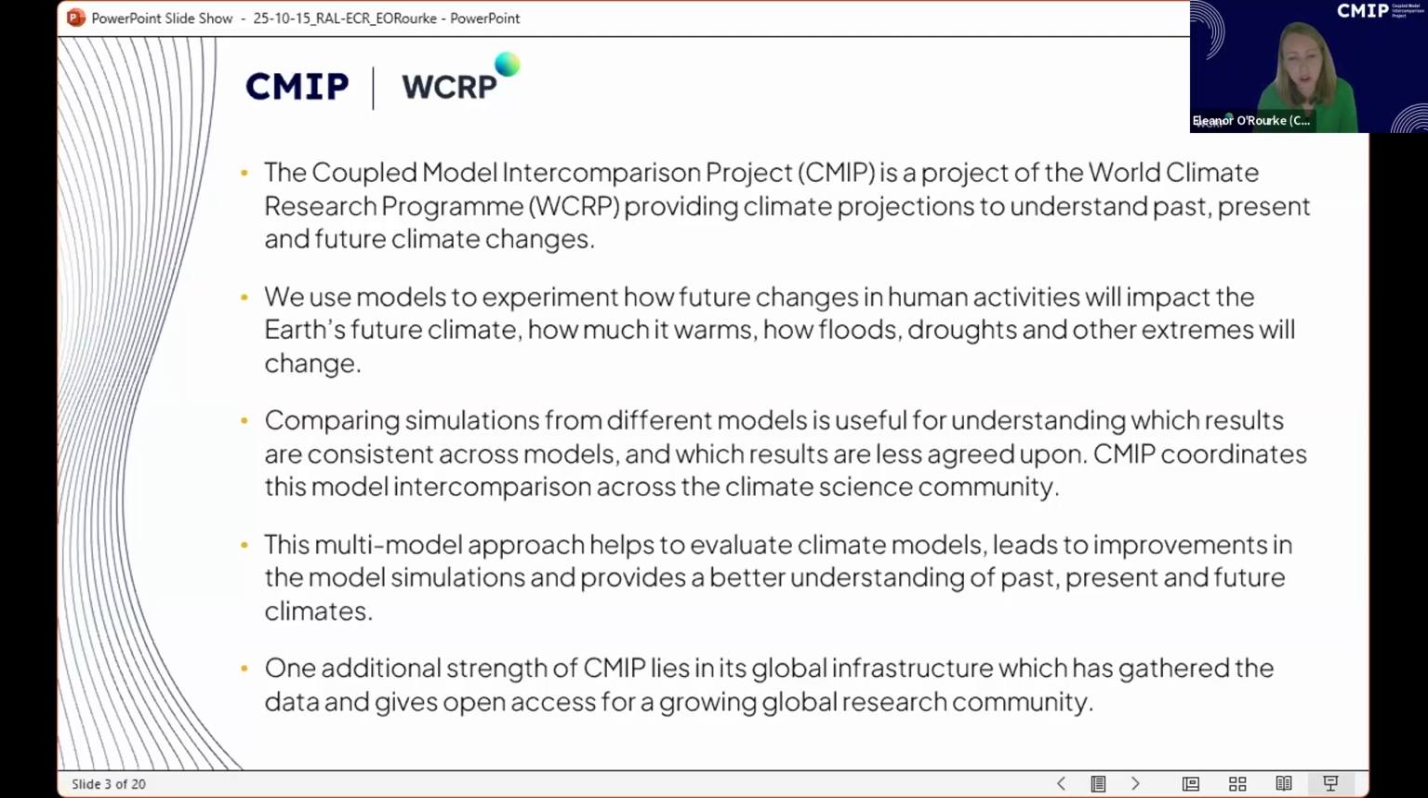One big additional strength of CMIP, and some of you may have used CMIP data, is that there's this global infrastructure which brings the data together in a really consistent format and also gives open and free access to anyone in the world.